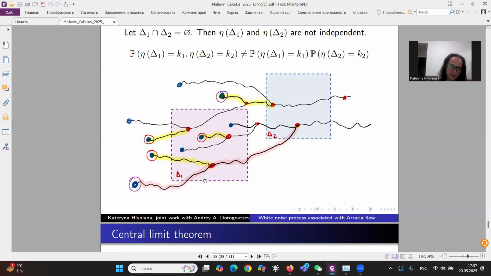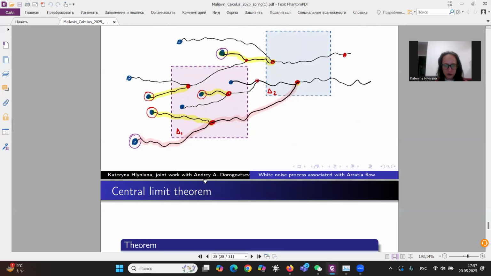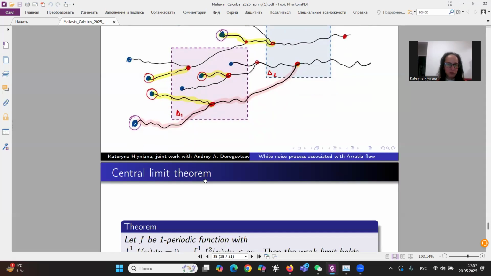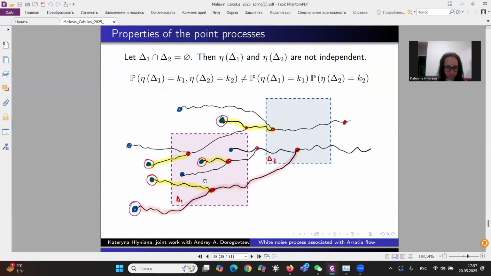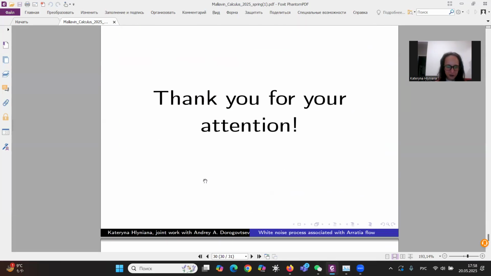For now, this is what we are doing, and I hope this will be in the next talk. I will try to finish this work, and we will present it. Here I just wanted to show the idea that we are trying to use, and some examples may be simple, but we hope they can show us what we can expect and what tools we can use in order to obtain results for the Arratia flow. That's all I have, and thank you for your attention.